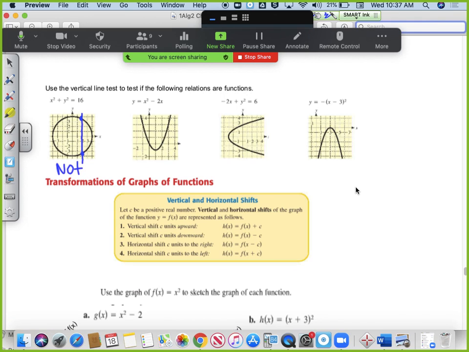How about the second one? Is this a function? Yes, I can tell 2 ways. First, it's solved for y. Equations that can be solved for y are functions. And also, if I drew a vertical line anywhere on these graphs, I would only cross through 1 point. So yes, this is a function. This third one, is this a function? No. And what about the last one? Yes.